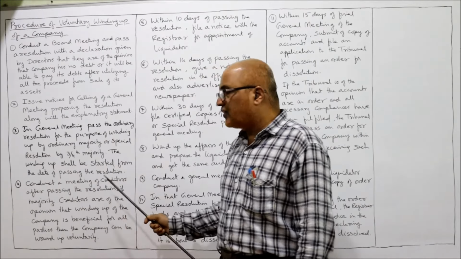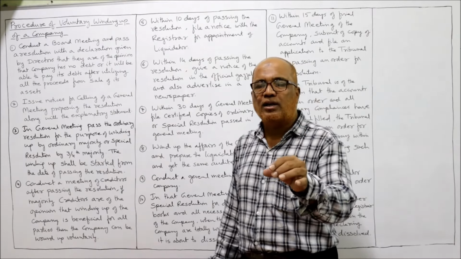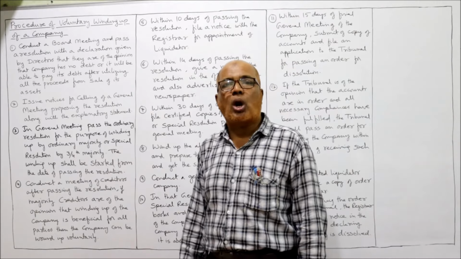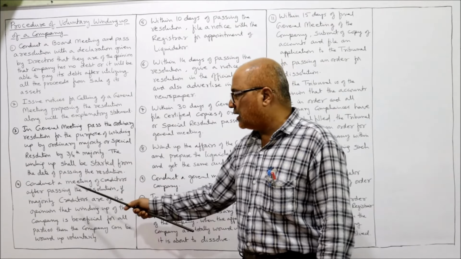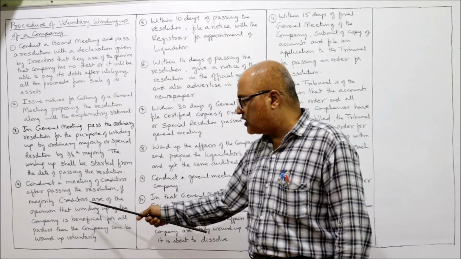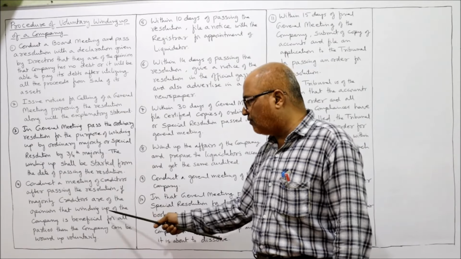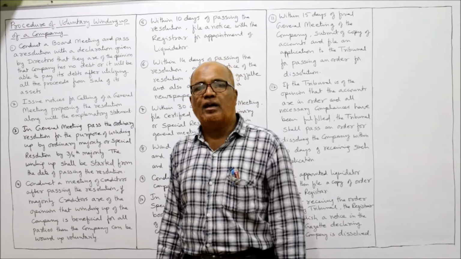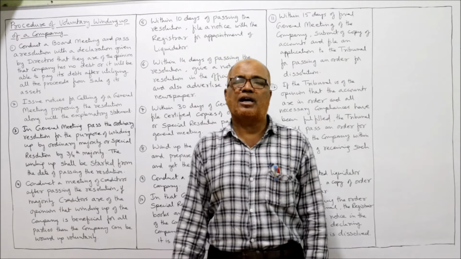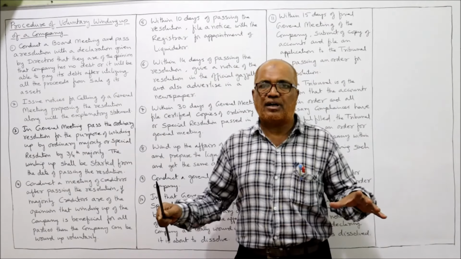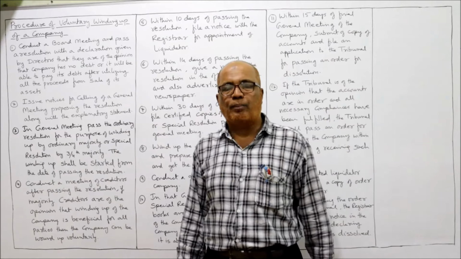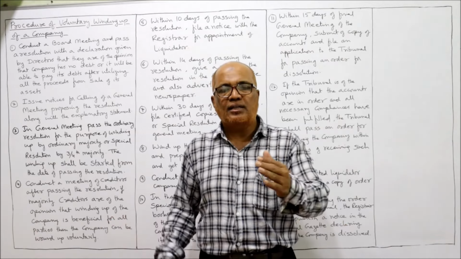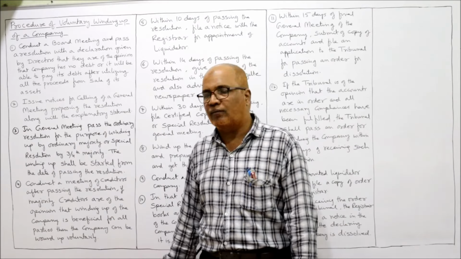Then conduct a meeting of creditors. After passing the ordinary resolution or special resolution, whatever is required, the company has to call a meeting of creditors. If majority creditors are of the opinion that winding up of the company is beneficial for all parties, then the company can wind up voluntarily. That means the consent of the creditors must be taken. If a majority of creditors agree that this winding up proposal is beneficial to all the parties, then the company can go ahead with the winding up proceedings.